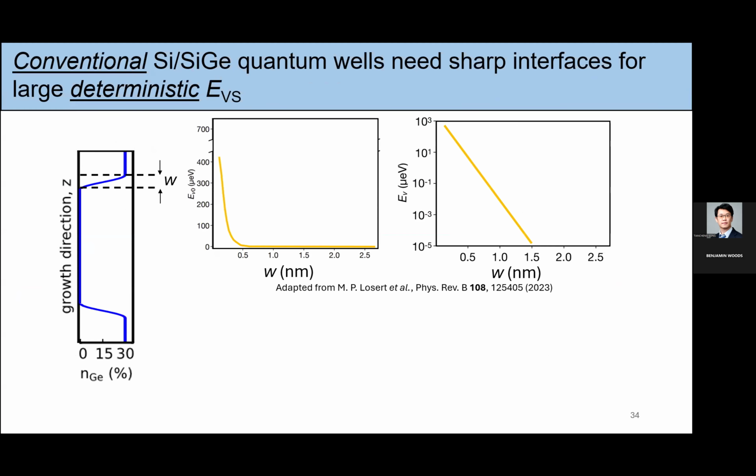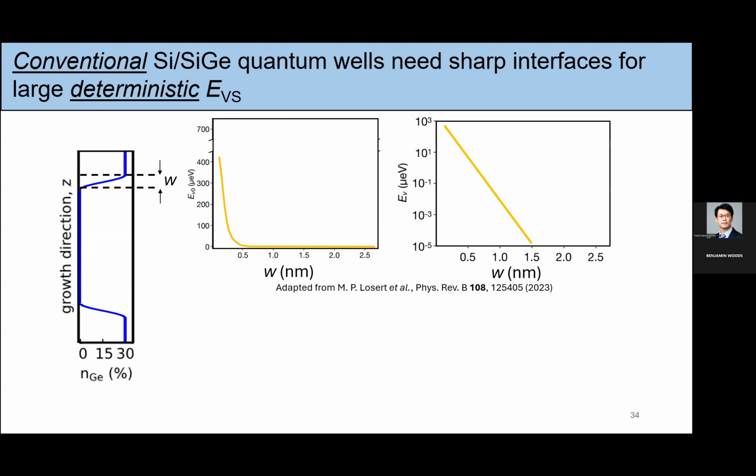The problem is that what I'm calling conventional silicon germanium quantum wells very much struggle to get what's called large deterministic valley splitting. This is because you need an incredibly sharp interface in order to get this. So let me just explain that a little bit.